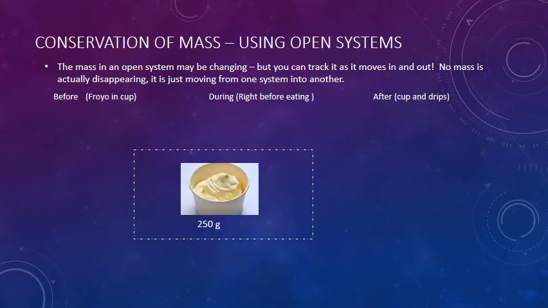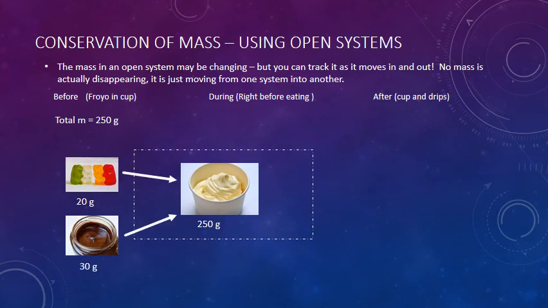So let's look at a slightly different example. Example of buying frozen yogurt and eating it and then figuring out what's happening to that system. So let's start with this frozen yogurt in the cup, which has a mass of 250 grams. That's my original system, my before system, and that means the total mass of that system is 250 grams. That's the only thing that's in it. Maybe I'm going to add some toppings. So I'm going to put some gummy bears in there, 20 grams of gummy bears and 30 grams of hot fudge. I think if you take a quick look at that, you can figure out what the mass of the system becomes right before I eat it, right? 250 plus 20 plus 30. So now my system's mass has changed. The total mass is 300 grams.